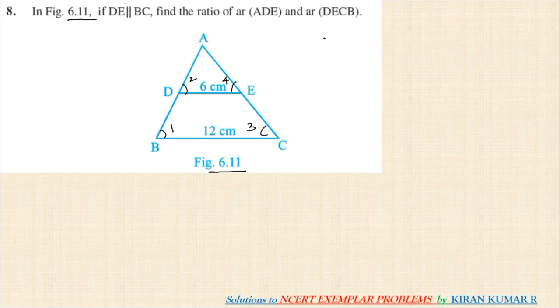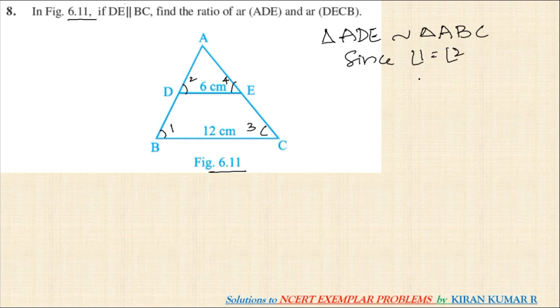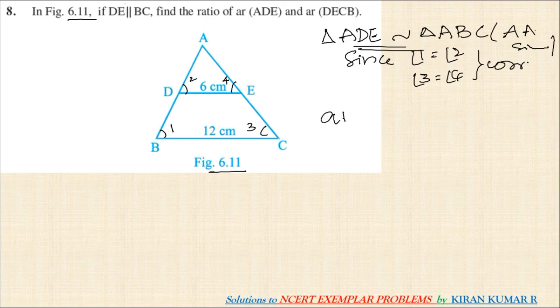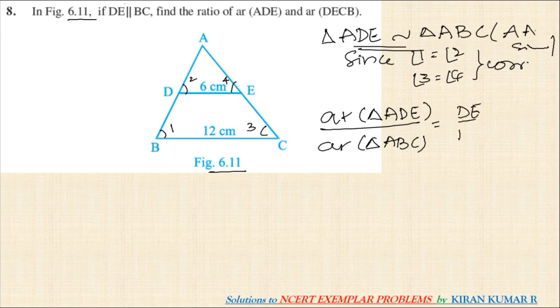So I can say that the triangle ADE will become similar to the triangle ABC. Since we have angle 1 equal to angle 2, angle 3 equal to angle 4, these are corresponding angles. This is by AA similarity. Whenever the triangles are similar, I can consider the area of triangle ADE upon the area of triangle ABC. This will be DE upon BC whole square.